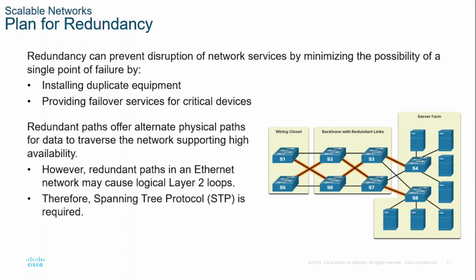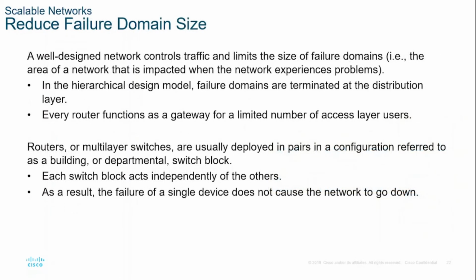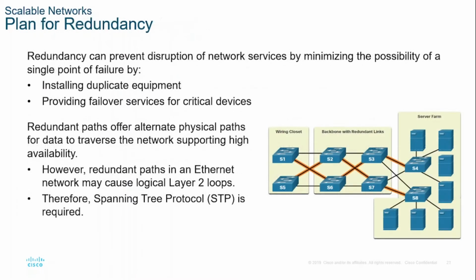Another method of implementing redundancy is redundant path. As you can see in the figure above, redundant path offers alternate physical paths for data to traverse the network. Redundant paths in a switched network support high availability. However, due to the operation of switches, redundant paths in a switched Ethernet network may cause logical layer 2 loops.